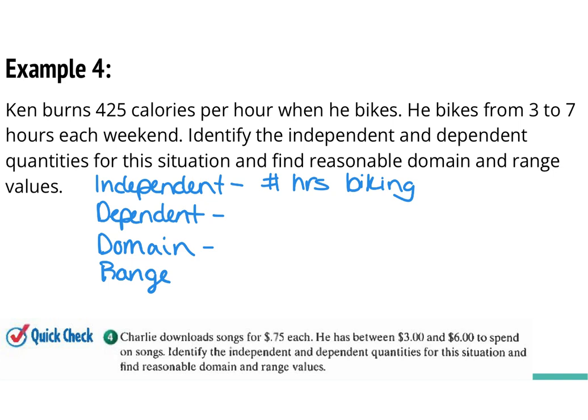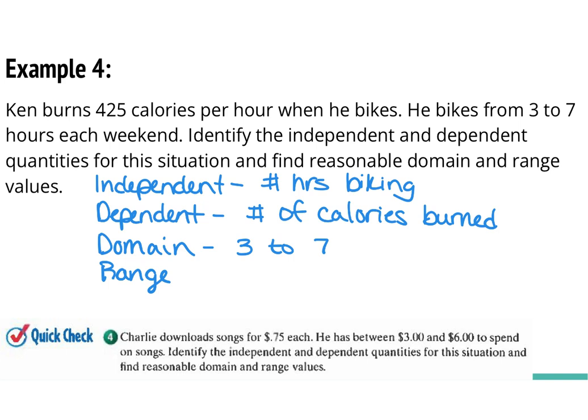And our dependent is going to be how many calories he can burn based on how many hours he bikes. My calories burned are going to change depending on how many hours I bike. Then our domain is the information that we put into our equation. So our domain would be how many hours he's biking. He's biking between 3 to 7 hours. Then our range would be how many calories he burns.